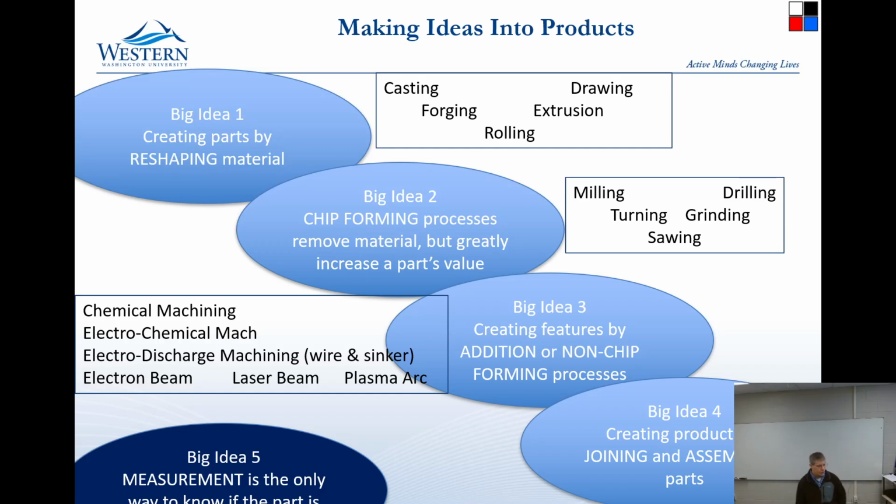non-chip or non-traditional processes: chemical machining, electrochemical, electrodischarge, both wire and sinker or plunge, and electron beam, laser beam, and plasma arc machining. Talked about joining with welding, a little tiny bit with soldering and brazing, but mostly just about welding, and then talked about metrology at the beginning. So that's sort of the breadth of the topics that we talked about, which is a lot of topics.